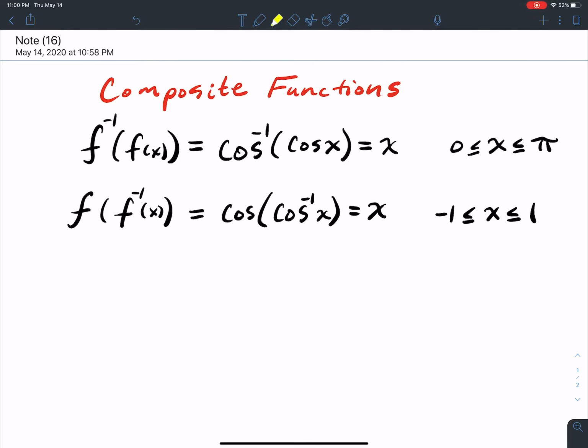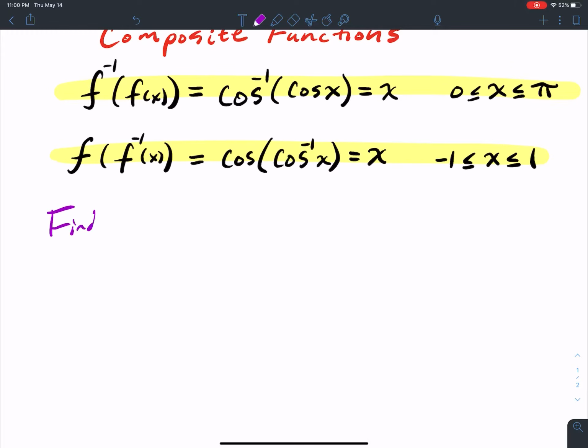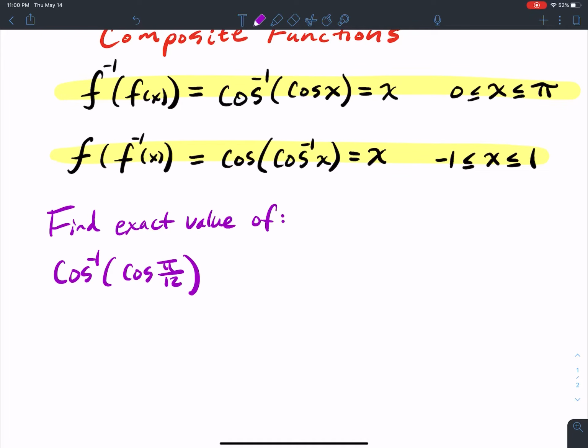Okay, so these are my two identities. All right, so using these properties above, I want to find the exact values. Find the exact value of the first one, cosine inverse cosine pi over 12.